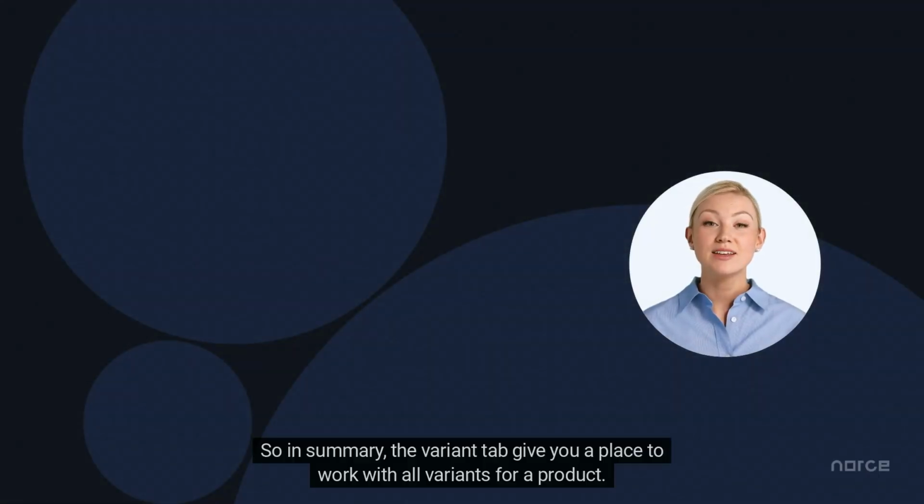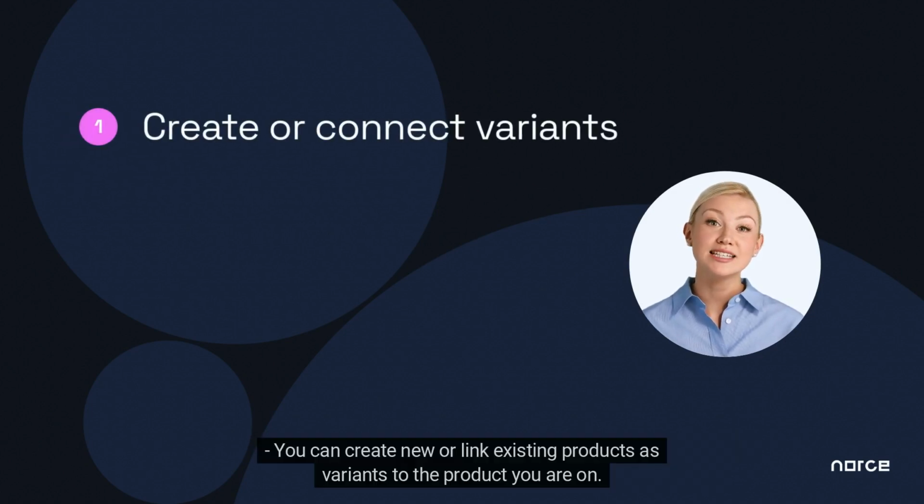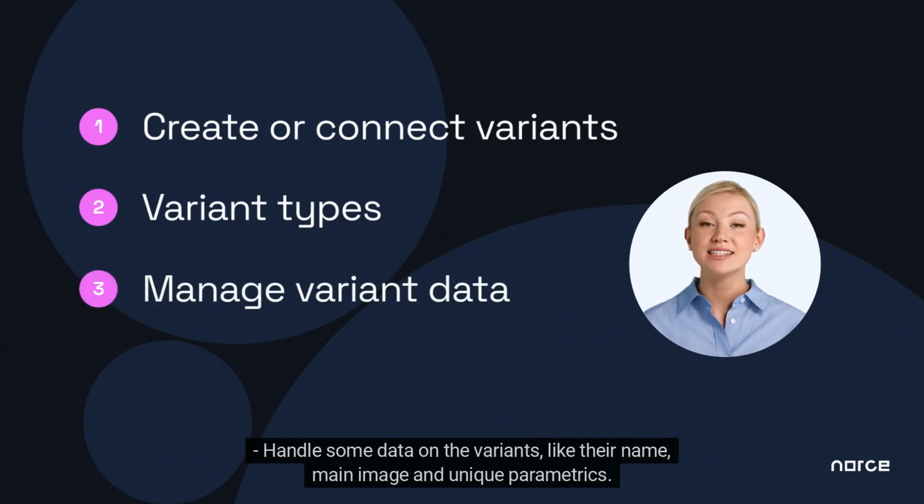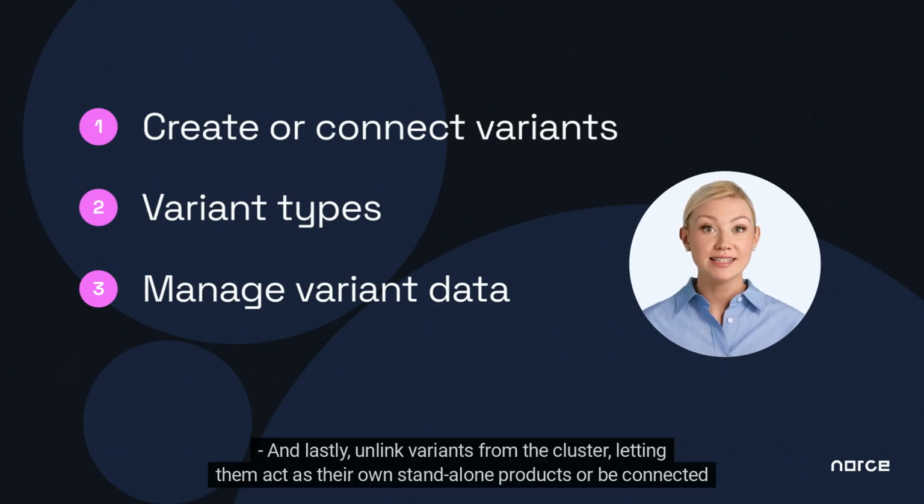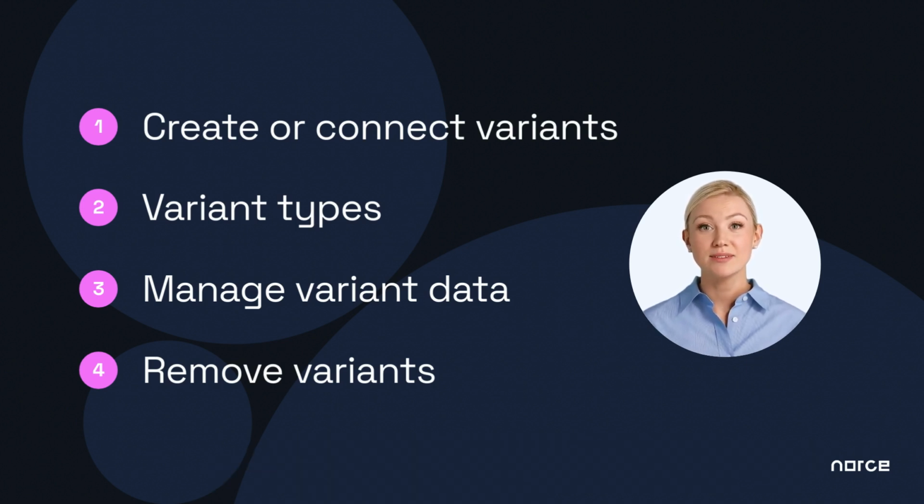So in summary, the Variants tab gives you a place to work with all variants for a product. You can create new or link existing products as variants to the product you are on, defining how the variants differ by choosing a variant type. Handle some data on the variants, like their name, main image, and unique parametrics. And lastly, unlink variants from the cluster, letting them act as their own standalone products or be connected later to a different product.